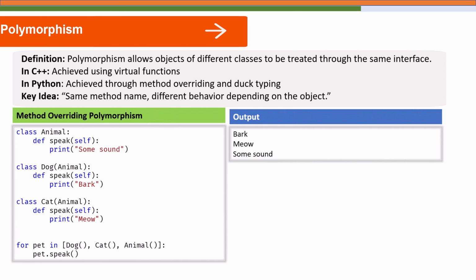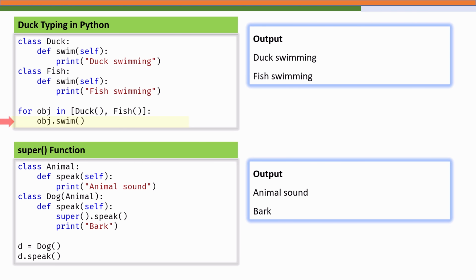In Python, polymorphism doesn't need inheritance. This is called duck typing. Both Duck and Fish have a swim method even though they are unrelated. So Python says if it looks like a duck and swims like a duck, it is fine. When we call swim on each object, the correct method runs automatically.